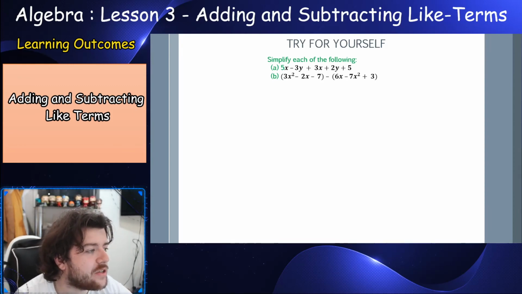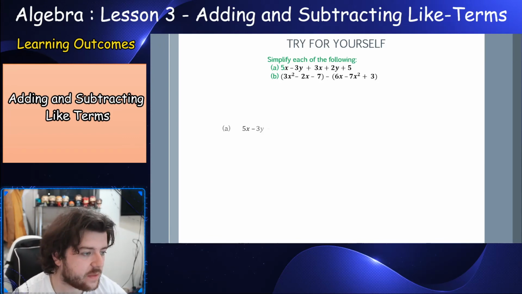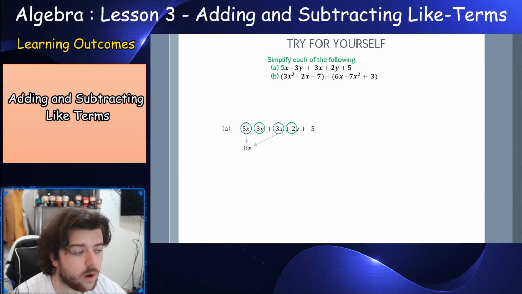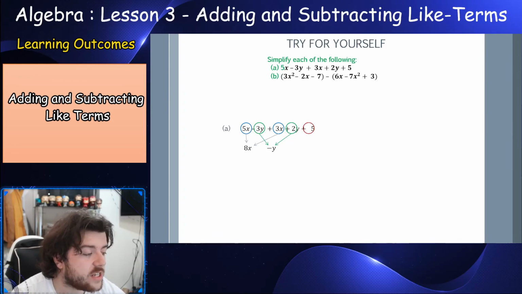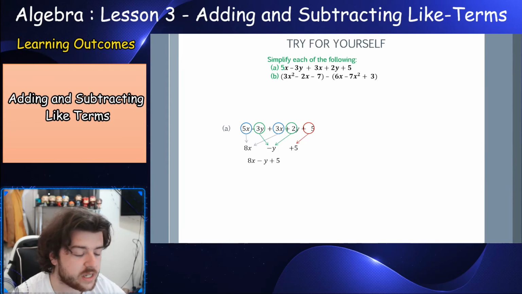5x minus 3y plus 3x plus 2y plus 5. So there's the sum there. So first step, get my x's. Circle my x's there. 5x plus 3x, 8x. Get my y's, minus 3y plus 2y. So minus 3 plus 2 is just going to be equal to a minus y. And then finally, I just have my constant value there, 5. Bring that down, and there it is. So it's not simplified anymore. So it'll be 8x minus y plus 5.